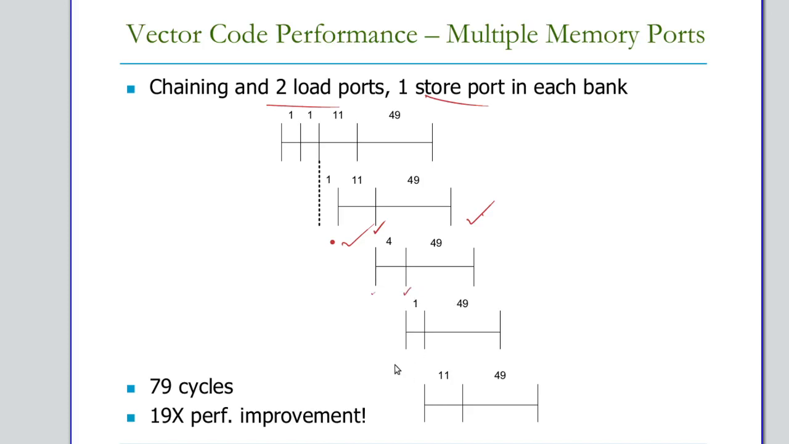The first addition is completed, you can start shifting, and when the first shift is completed, you can start storing. So then you will be able to complete in just 1 plus 11 plus 49, and you can count it from here. So it is a total of 79 clock cycles, which is about 19 times faster than scalar processing. Okay.